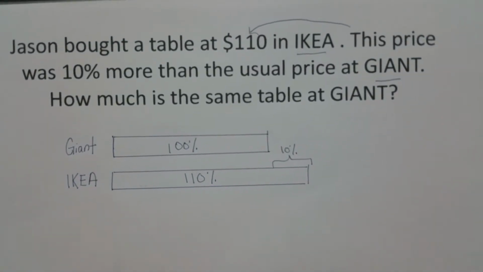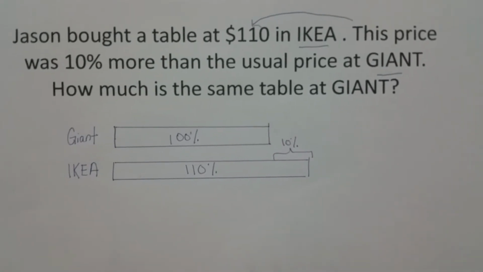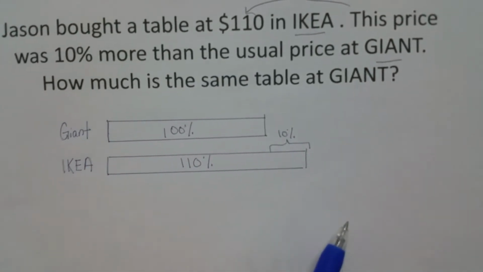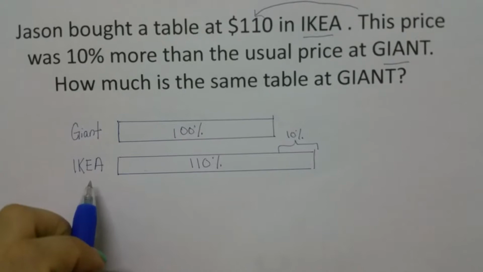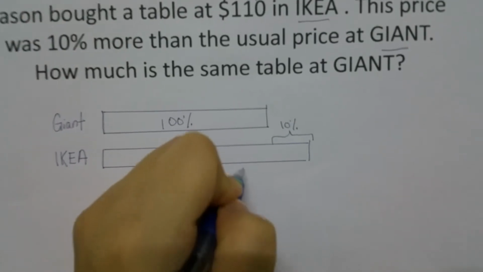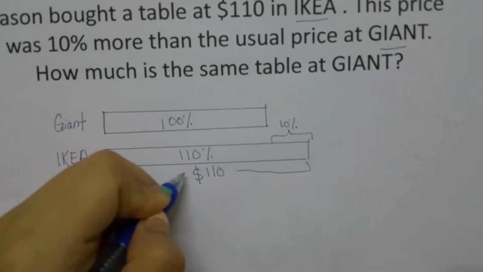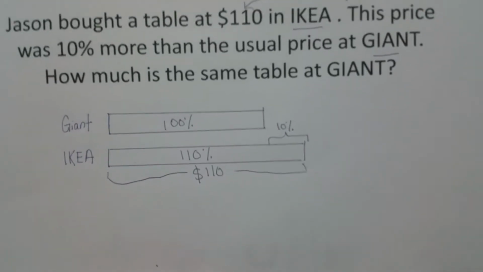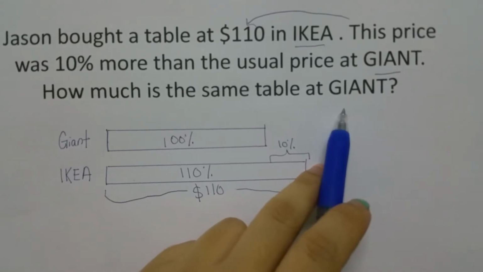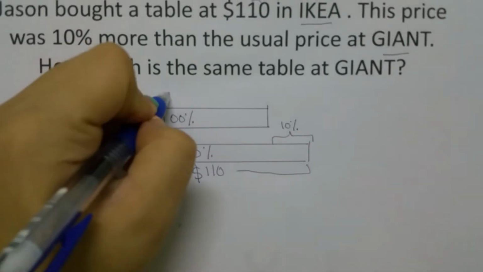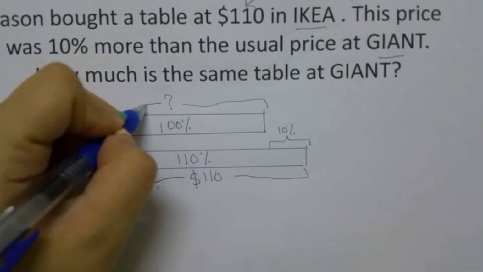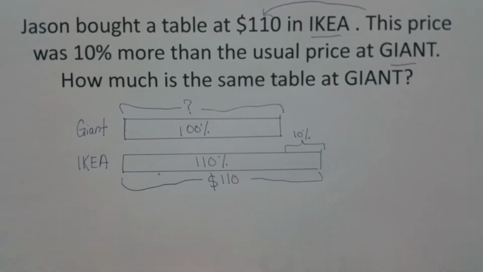Okay, so now take a good look. What other clues should we include? Right, we have this $110. Where should we put $110? Together with the IKEA, right? So let's label it $110. Okay, next, how much is the same table at Giant? So which means I should put the question mark here to find the amount, the cost of the table at Giant, right?